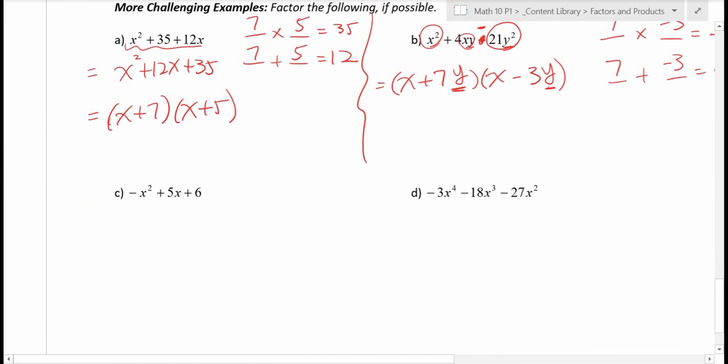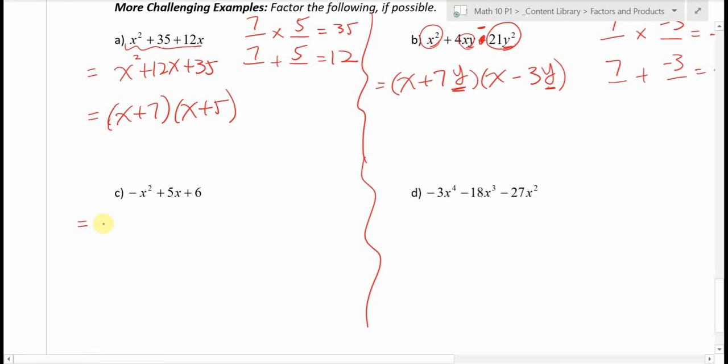Part C, a little trickier because it's -x squared. So what I would always tell students to do is keep your x squared term positive. Now, how do we do that? Because, I mean, it's -x squared. It's just there. How am I supposed to make it positive?